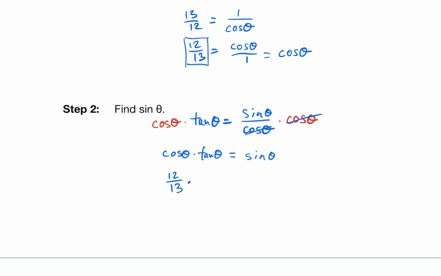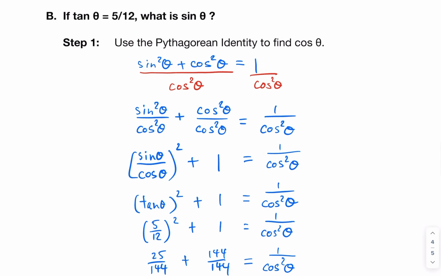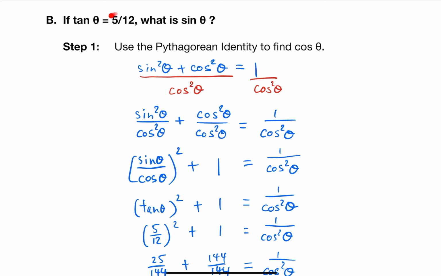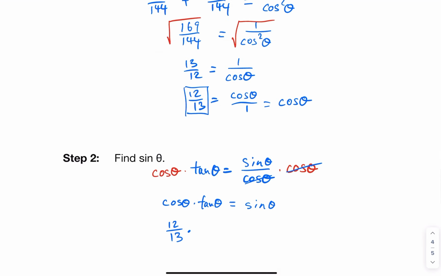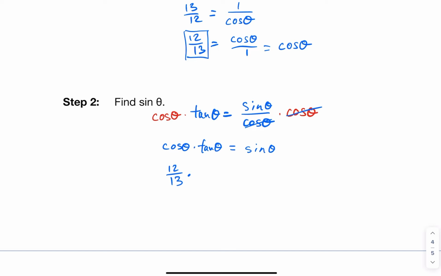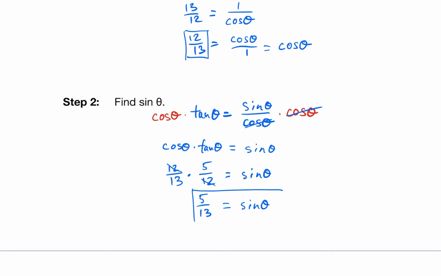And tangent of theta is what value? Well, it's given to us at the beginning of the problem. It is 5/12. So we can multiply this by 5 over 12, and this is going to give us sine of theta. Okay, we have a 12 in the bottom and a 12 at the top, so those cancel out. And what we're left with is 5/13, and that is sine of theta. Okay, and that is our answer for this problem.